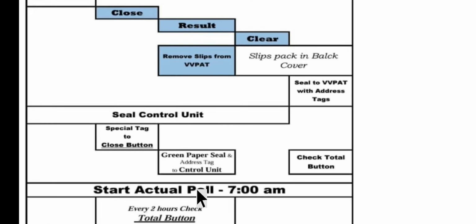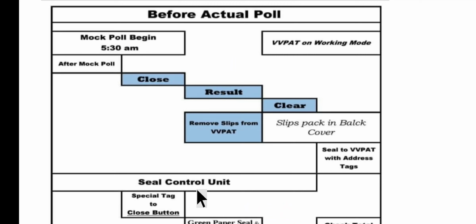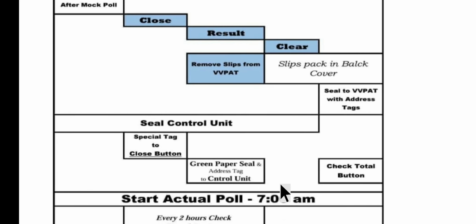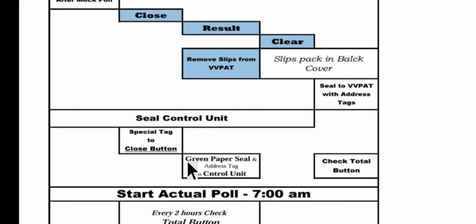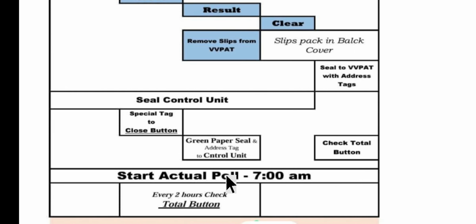So as you all know, the mock poll begins at 5:30 a.m. supposedly, and then after the mock poll, we need to ensure that all the VVPATs are in working mode and go for CRC, which means close, result and clear. After removing the slips from the VVPAT, we need to pack the slips in the black cover. Then sealing the VVPAT with address tags, followed by sealing the control unit with a special tag by clicking on the close button. Then packing the address tag and seal in the green paper to the control unit.